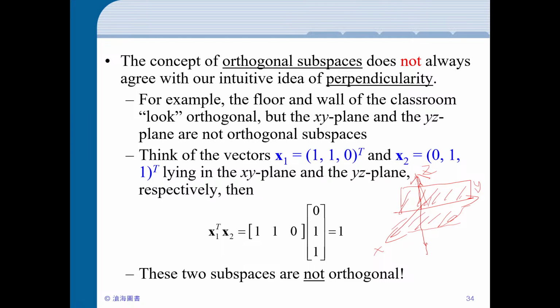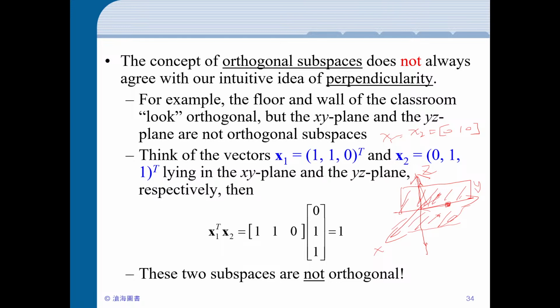I guess you can say you can find a vector in the xy plane and a vector in the yz plane that's not orthogonal to each other. And the example we are given is this vector and this vector. But I think a better example is just this vector here. So if we have x1 equal to x2 equal to (0, 1, 0), this vector is both in the xy plane and in the yz plane. And if you take the inner product of it with itself, it gives you 1. So you see that those two planes are not orthogonal to each other.